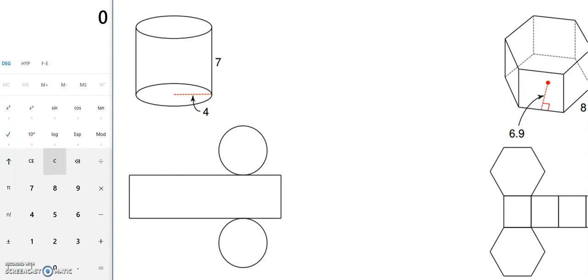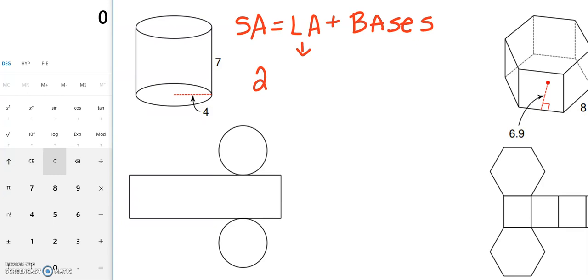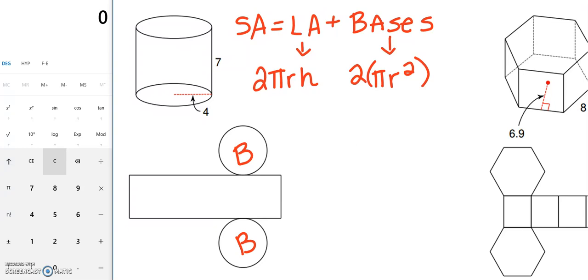Okay, so taking a look at this first one, we have the cylinder. So I'm going to write down for my surface area, I have to find the lateral area, which is that curved portion, and then I have to add the area of my bases. And I have 2 in this case. So for lateral area, I'm going to write down the formula for the curved portion, which is 2 pi r h. And then I'm going to write down that the area for my bases, well, each of my bases is a circle. So I have 2 circles. So I'm going to write down 2 times pi r squared, because remember, 2 bases, and we have to find the area of each.